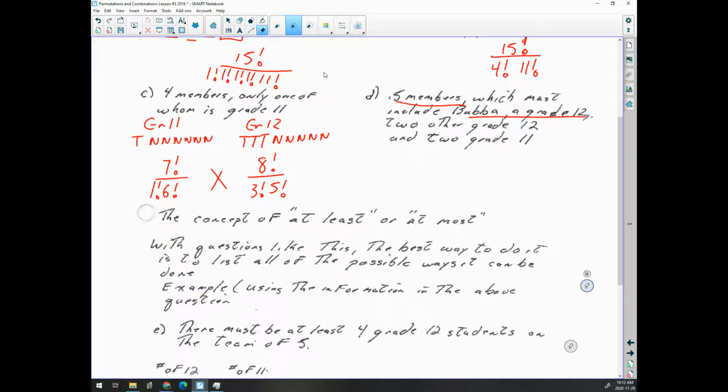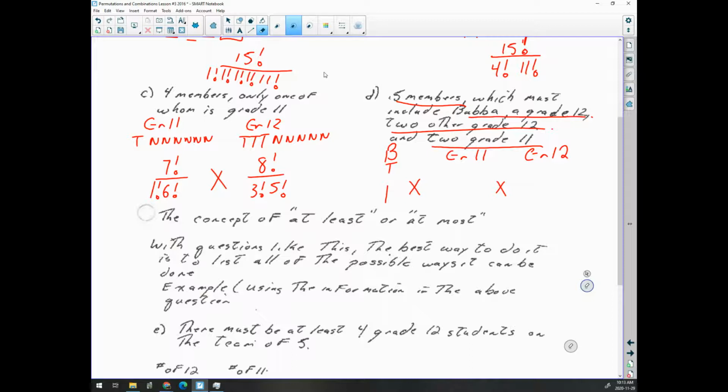Bubba must be on the team. He's a grade 12. We need 2 other grade 12s, and 2 grade 11s. So here we divide this up to Bubba, grade 11, grade 12. And since we are putting Bubba and then grade 11s and then grade 12s, we will be multiplying these. Well, there's one way to put Bubba on the team. He is on the team. 1.